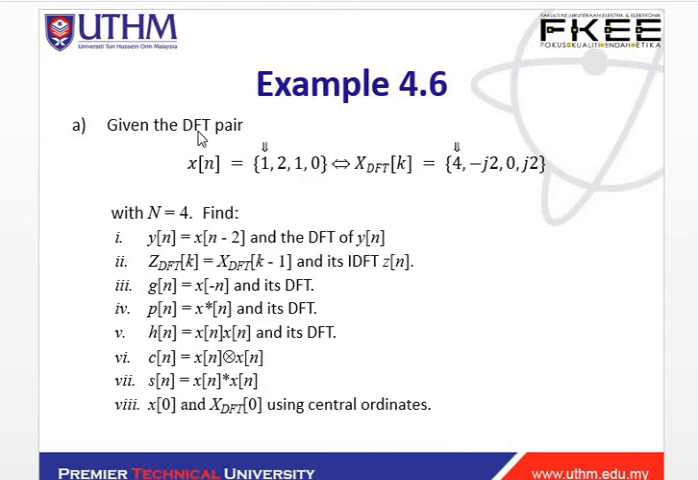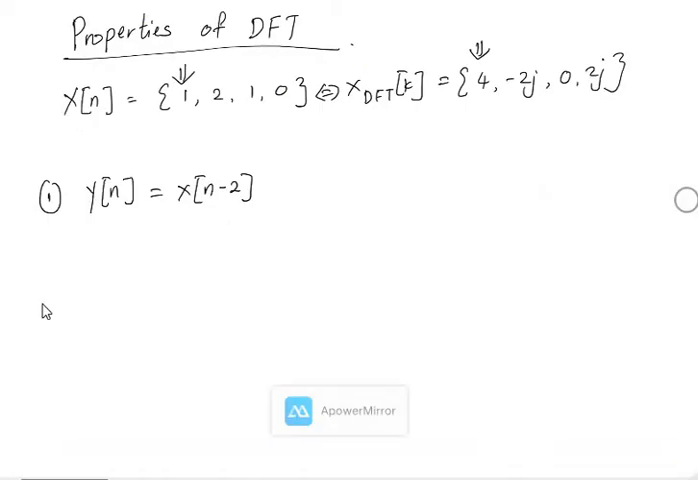Example 4.6. Given the discrete Fourier transform pair x[n] equal to 1, 2, 1, 0 and the X DFT[k] is 4, negative 2j, 0 and 2j, with n equal to 1, 2, 3, 4. First question: find y[n] equal to x[n minus 2] and the DFT of y[n]. If you look at the question, y[n] equal to x[n minus 2], minus 2, you know that this is the shifting. So this is the time shift property.